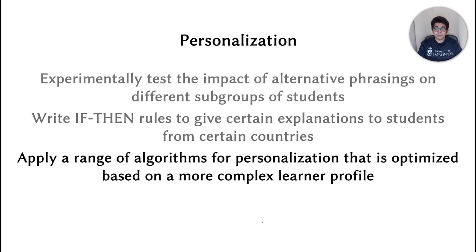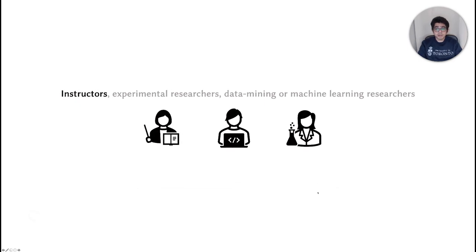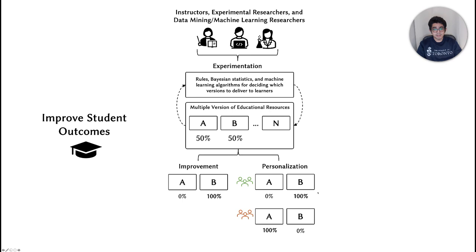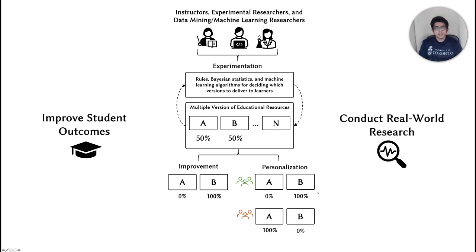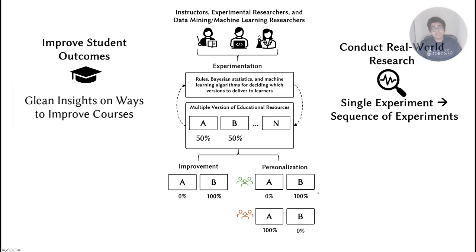The MOOClet Framework provides an ecosystem that transforms online course components into collaborative microlabs where instructors, experimental researchers, and data mining or machine learning researchers can engage in perpetual cycles of experimentation, improvement, and personalization. Such multidisciplinary collaborations can help improve student outcomes in tandem with conducting real-world research. MOOC platform owners and developers can help instructional teams glean insights on ways to improve their courses. Experimental researchers can go from a single experiment to a sequence of iterative studies and use data more quickly.